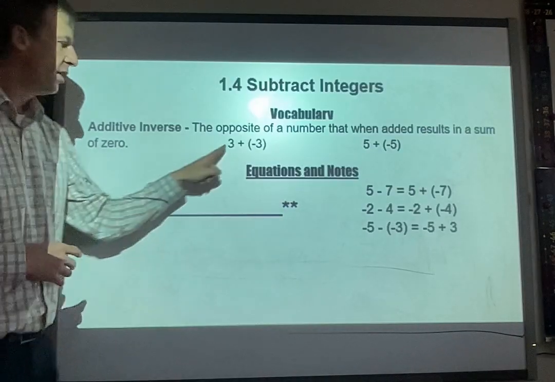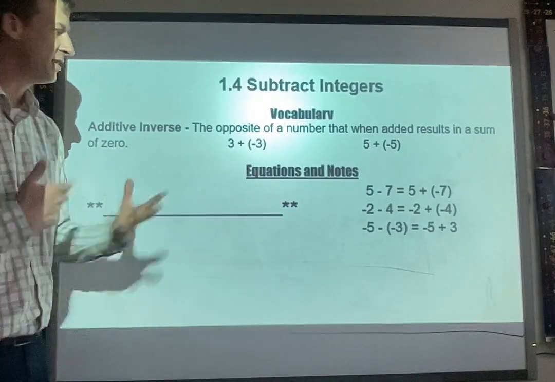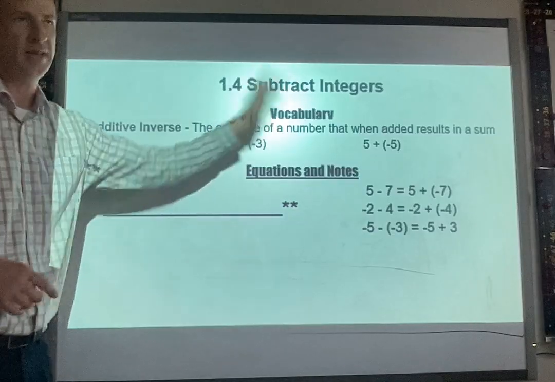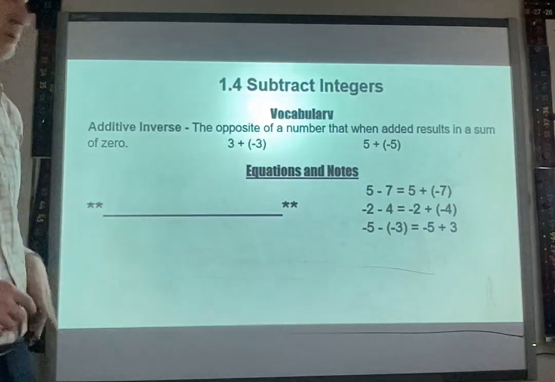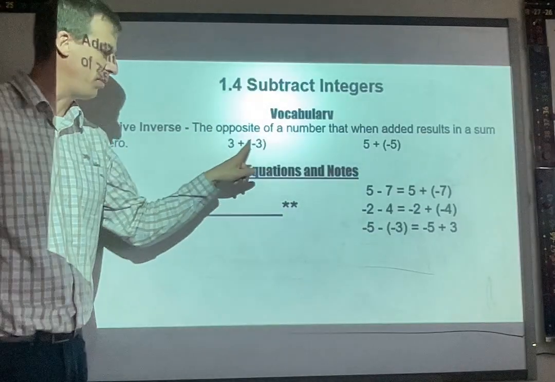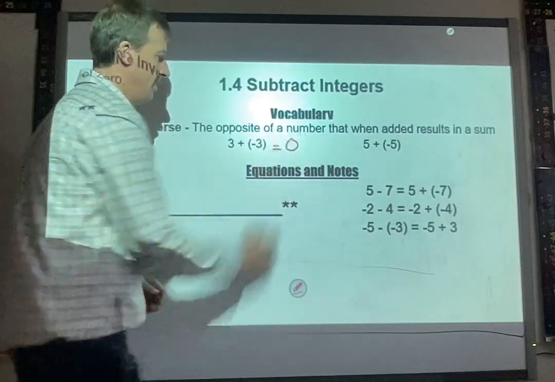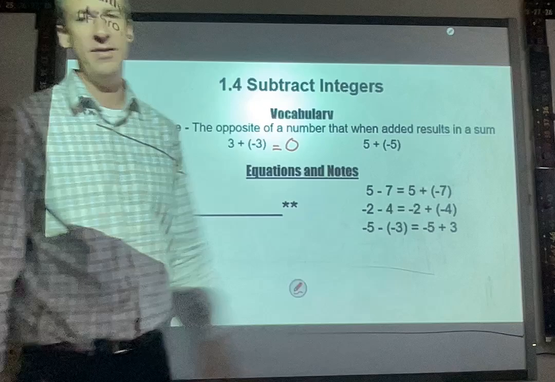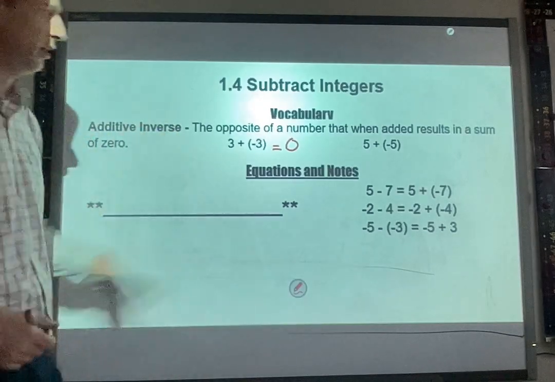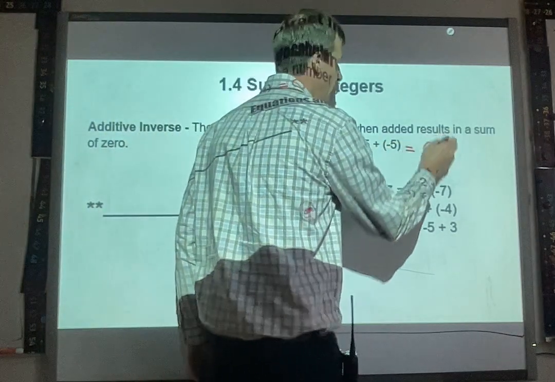So for instance, 3 and negative 3, those are opposites of each other, right? 3 is on the right side of the number line, negative 3 is on the other side, 3 spaces away. And when you add 3 plus negative 3, you get 0. So 3 plus negative 3 is 0. 5 and negative 5, additive inverses. They're opposites of each other. 5 plus negative 5 is 0.